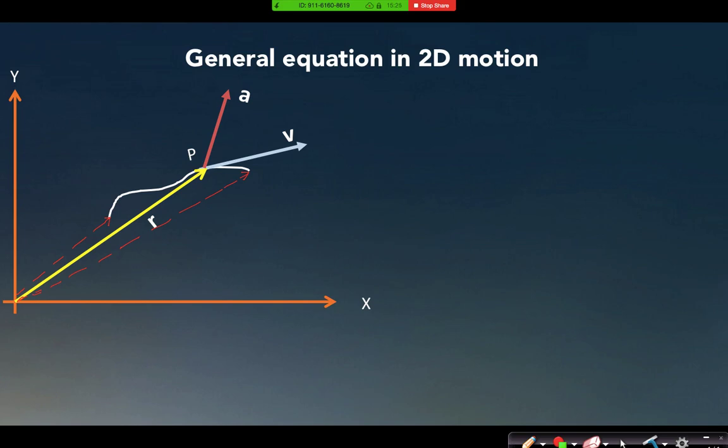Now if I have to analyze the entire motion, I have only one option left, that I will take the component of each vector along the x and y axes. So if I take components of v along the x and y axes, I will say that this is the vx, which is the x component of the velocity. This is the vy, which is the y component of the instantaneous velocity. Similarly, you can see that this is the ax and ay, which are the instantaneous accelerations along the x and y axes. And similarly, you can see what is the component of the r vector along the x and y axes.